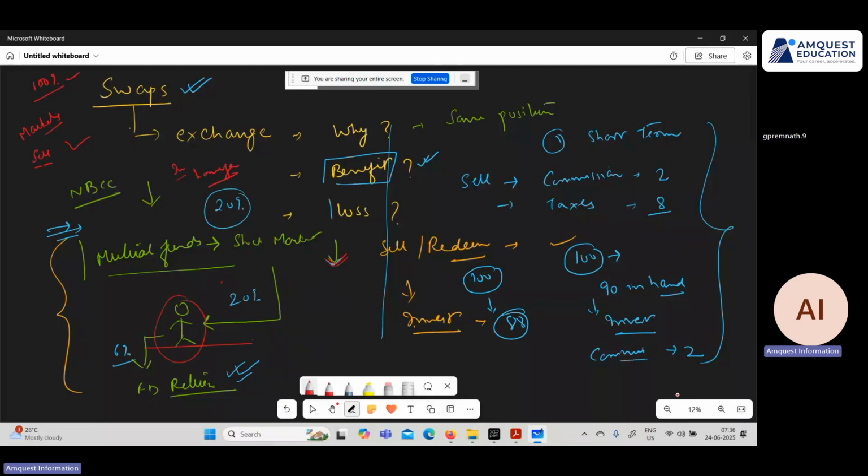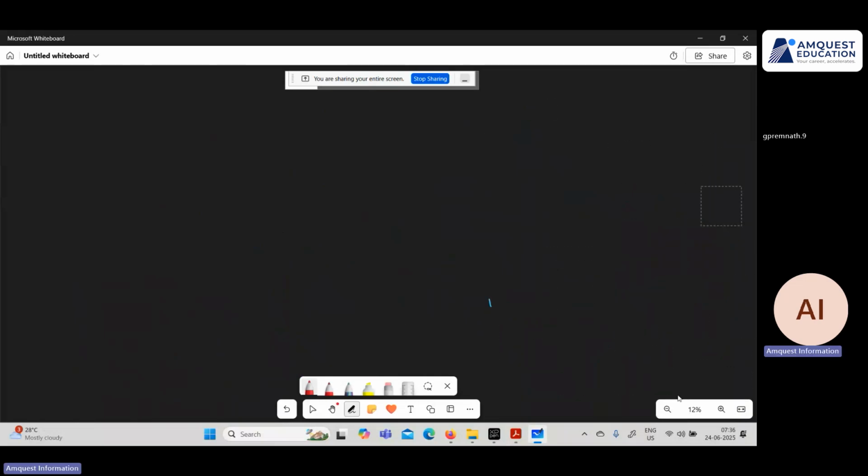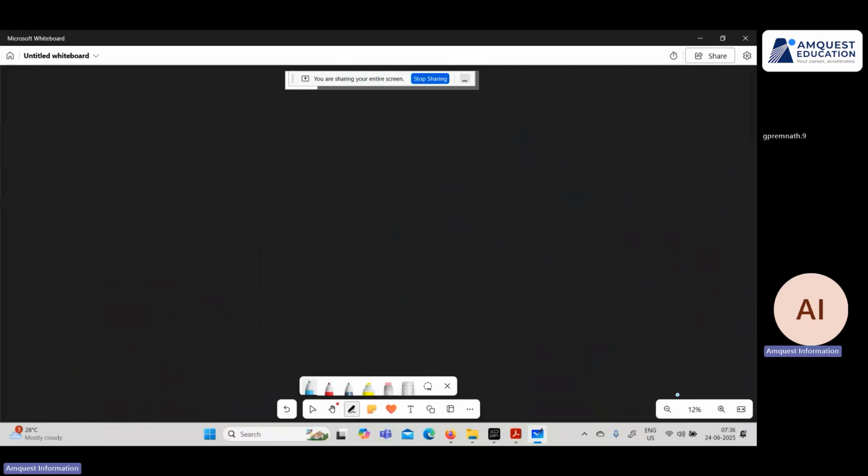So that's how swaps work. That's what my benefit is, and that's what my risks are. Are we clear on swaps? Let's try to understand the types of swaps and how they work. The most standard kind of swap that you would see is when you pay something fixed, a coupon.